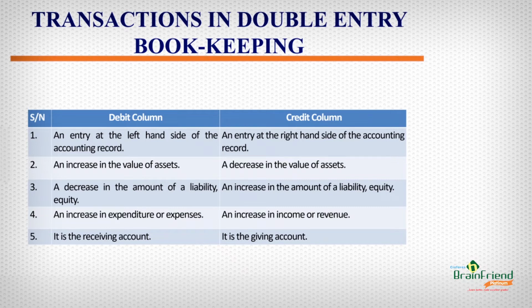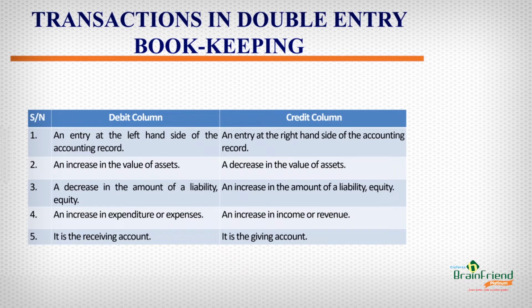Then you should note that the debit column is a receiving account. Money coming into the firm is captured in the debit column. So let's look at the credit column. It is an entry at the right-hand side of an accounting record. So while we have the debit on the left-hand side, the credit is on the right-hand side.